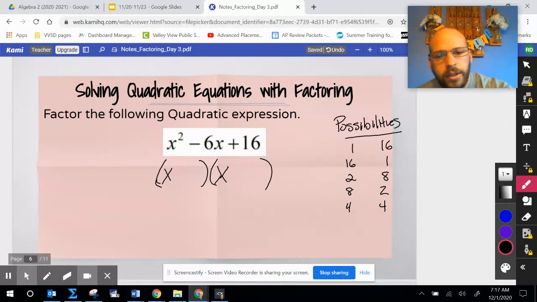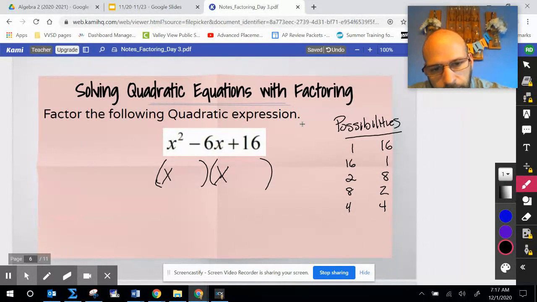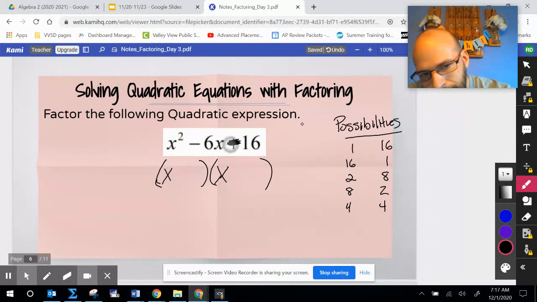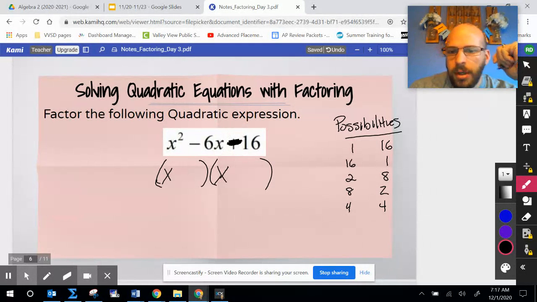Now, I did make one little typo here. This should be a minus 16. I apologize. This should be a minus 16.